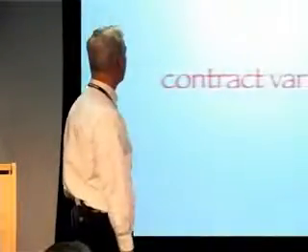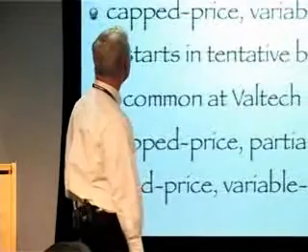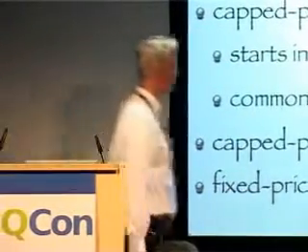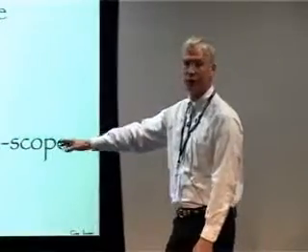I think I'll skip that. I'm just going to wrap up now and see if there's anything else I want to share. There's all kinds of contract variations that I share in the chapter. Variable price, variable scope, capped price, variable scope, capped price, partially fixed scope, and so forth.